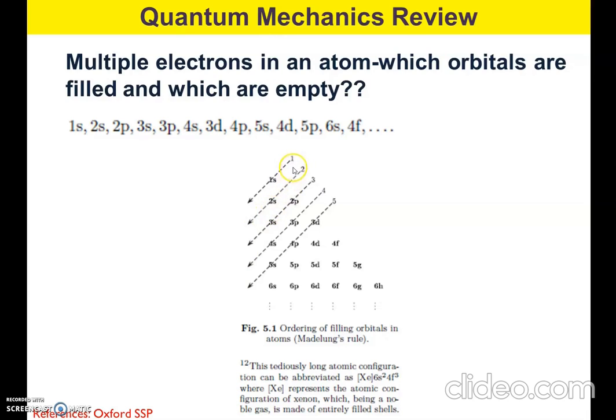If you are trying to fill many electrons in an atom, you start with the 1s shell, and then you go to 2s, 2p, 3s, and so forth, right?